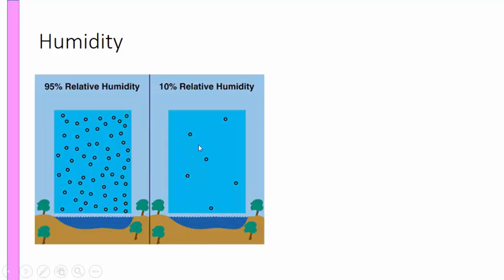However, if we have a low relative humidity, so there's not very much water vapor in the air, then there's a large gradient, and that water vapor on my skin wants to evaporate and go into the air.